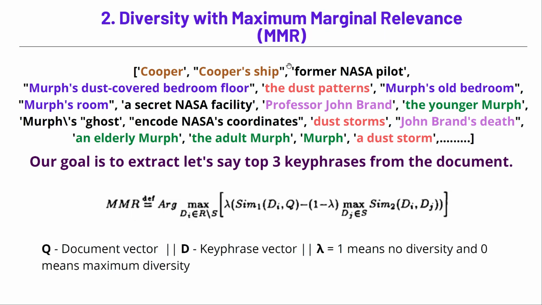Then there is maximum marginal relevance, which strikes the perfect balance between the key phrase being close to the original document vector as well as preserving the intra key phrase diversity. You can control that balance with lambda, which varies from 1 to 0. 1 means there is absolutely no diversity, and 0 means you have the maximum diversity.